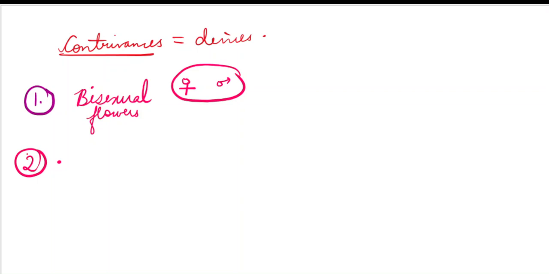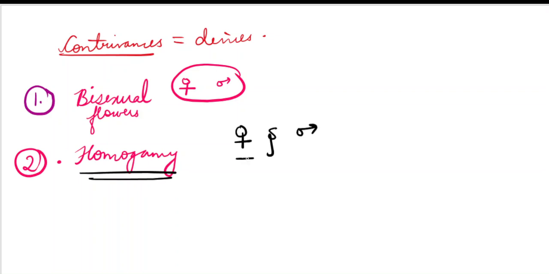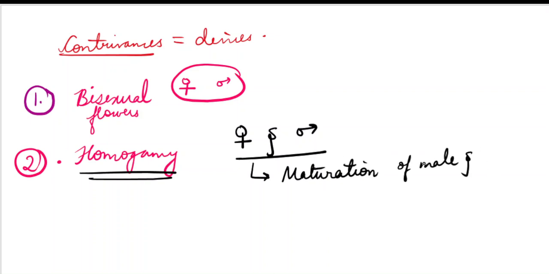Now what is homogamy? Let's pay attention to this word. We will have more terms coming up. The word homogamy means that female and male both get matured together. Both male and female mature at the same time. So maturation of male and female occurs at the same time.